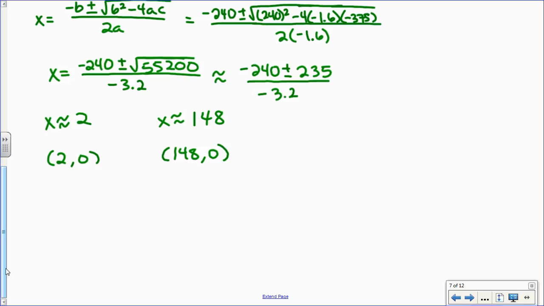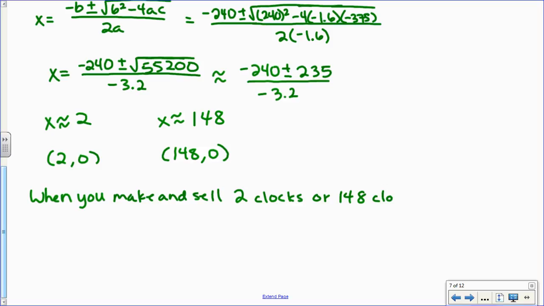Now I want to explain what they mean. So my x-coordinate represents what? The number of clocks. Okay, so when you sell, really I think it's make and sell. When you make and sell 2 clocks or 148 clocks. Oh, there we go. Then what is true? So 0 represents what? Profit. Okay, so then you have a profit of 0, or what's another way I could say that? A way you would see in word problems more. Yeah, you break even.